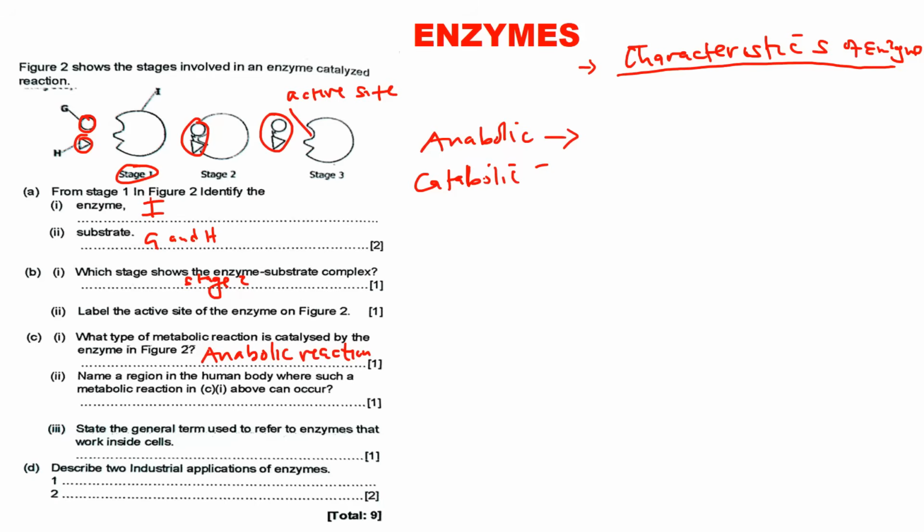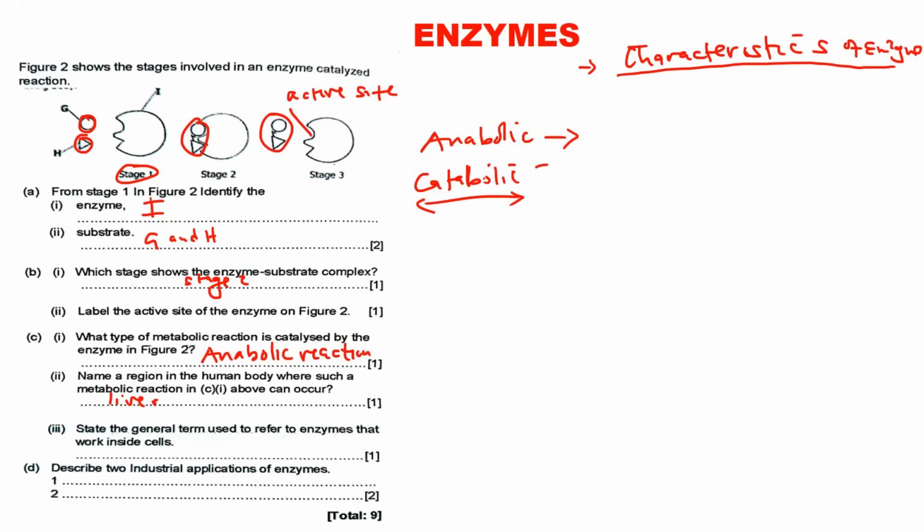Name 2 regions in the human body where such metabolic reaction occurs. So where does such metabolic reaction occur? So one, in the liver, there's a building of glucose to glycogen, that is a conversion. So that is one place where they occur. But when you talk of breaking down, along the alimentary canal, the food nutrients are broken down into their simpler units. State the general term used to refer to enzymes that work inside the cell.